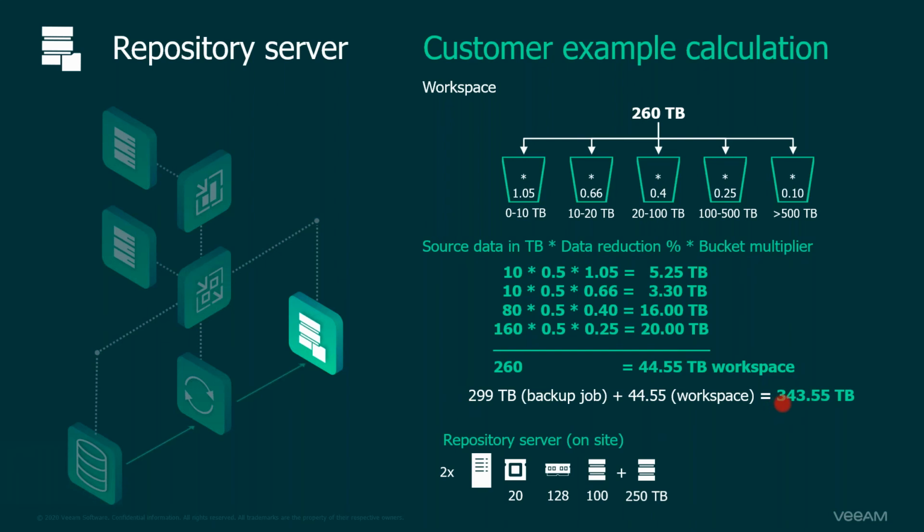which tells me I'll need approximately 343 terabytes of disk space, right, to make sure I have space for active fulls, synthetic operations, and that means I'm going to need space too for occasional active fulls. So for a repository, that means we're going to need 2 physical servers, each with 20 CPU, 128 gig of RAM, and local disk space, and each one of them will have 250 terabytes of disk space, which combined, the 2 of them is 500 terabytes, plenty for my 343 terabyte requirement.